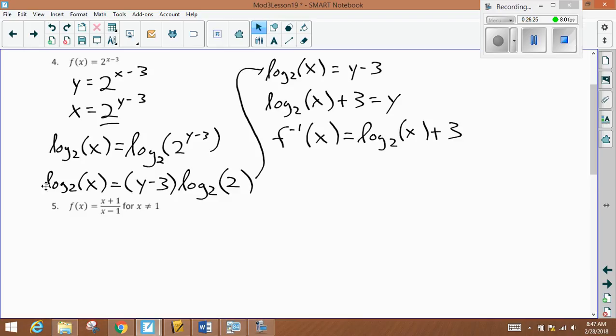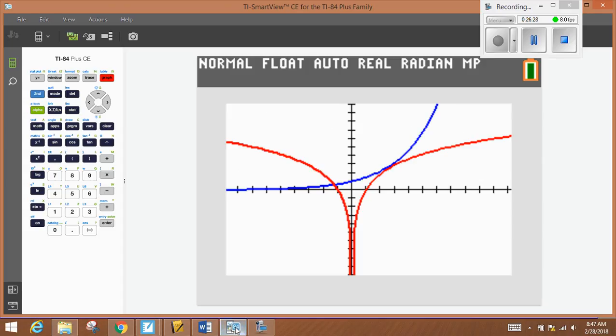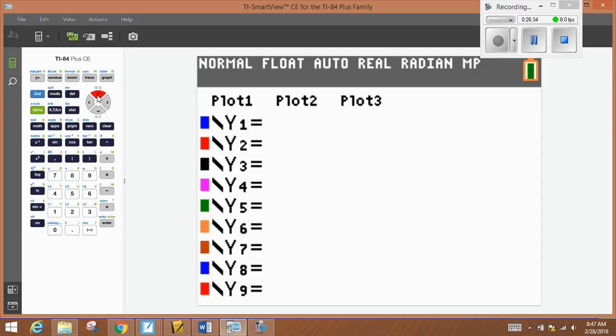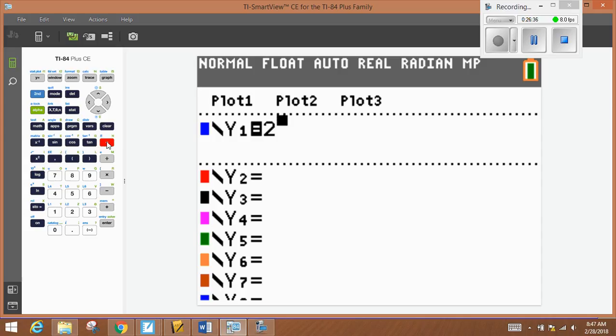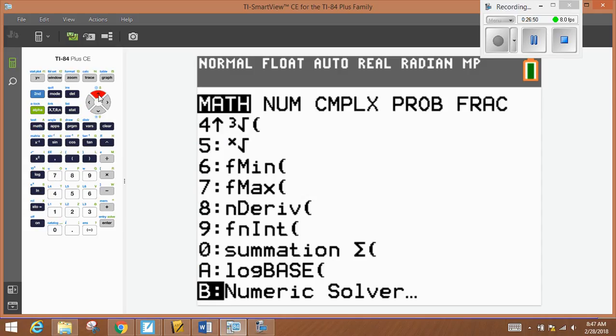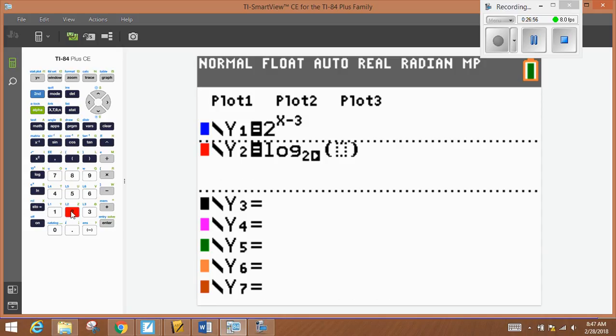2 to the x minus 3 power. And sorry for those of you that have an 83 or something that doesn't have this operating system. I want to save some time, so I'm not going to change the base. You can change the base if you want. You've done it lots of times now. But I'm going to go ahead and use my log base function. It's x plus 3.